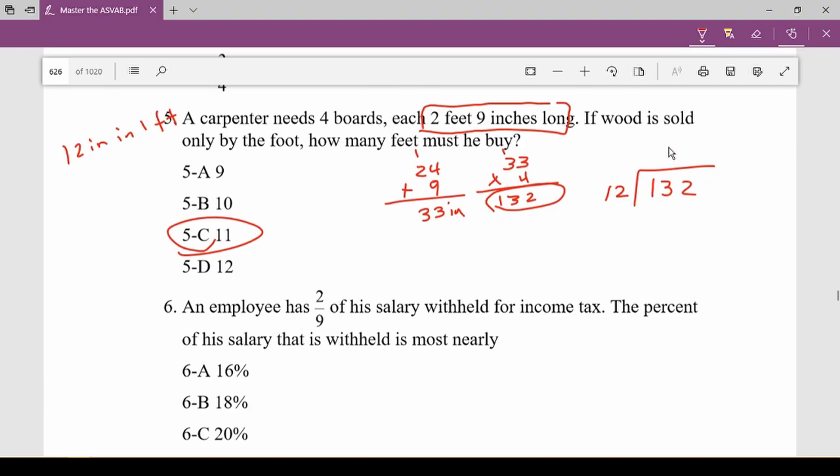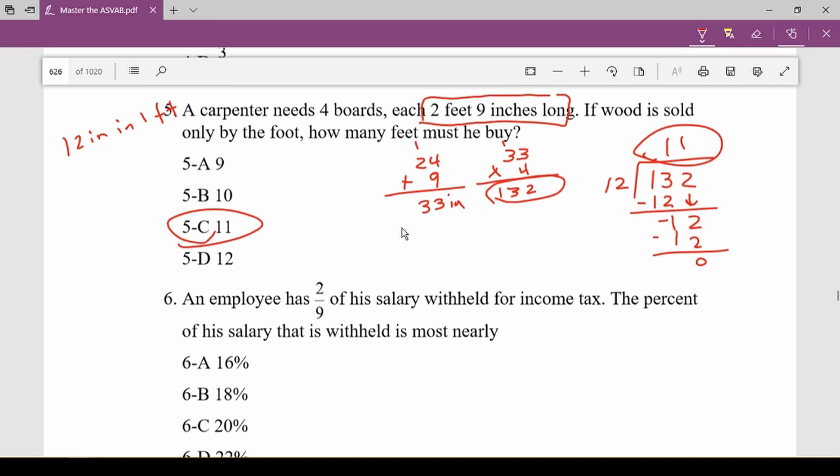12 goes into 13 one time without going over. Of course, 13 minus 12 is 1. Drop down this 2. 12 goes into 12 once. 12 times 1 is 12. 12 minus 12 is 0. And there we got our answer. Exactly 11 feet of boards he would need to buy for these 4 boards. Okay?